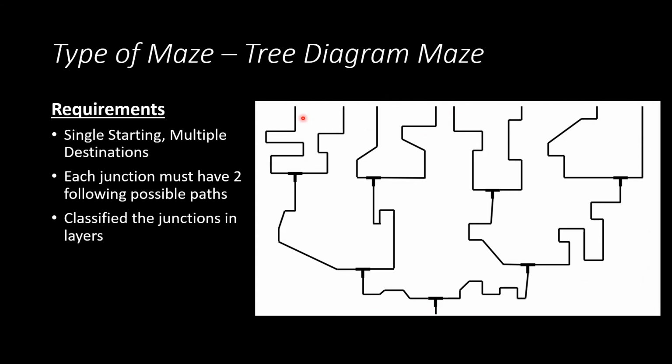There are several requirements or standards for the tree-diagram maze. Firstly, the tree-diagram maze must be a single starting but multiple destinations maze. Secondly, each junction must have two following possible paths. And thirdly, the junctions will be classified in layers. For example, this junction is classified as the first layer junctions. These two junctions will be classified as the second layer junctions. And these four junctions will be classified as the third layer junctions.